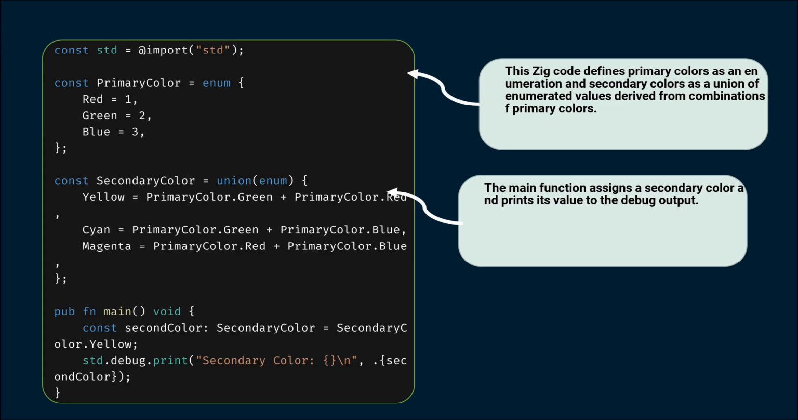Finally, the main function allows us to declare a variable of type secondary color and assigns it the value of yellow. The program then prints the resulting secondary color, illustrating how we can leverage enum features in Zig to create expressive and manageable code structures that represent color combinations effectively.